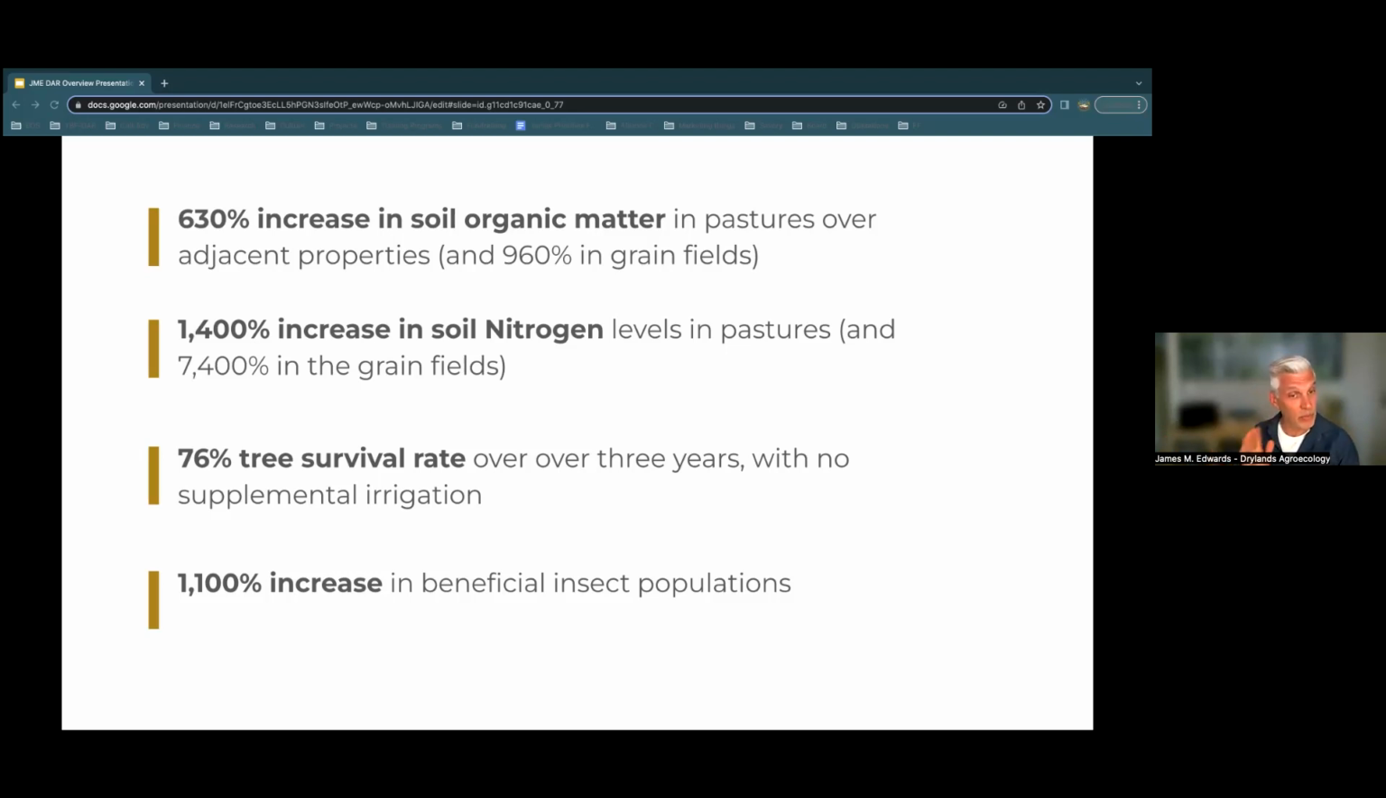And an 1,100% increase in beneficial insect populations. Specifically, we're looking at pollinators and predators, spiders, that sort of thing. The predators in particular, because they're a good indicator that other species are in the area.